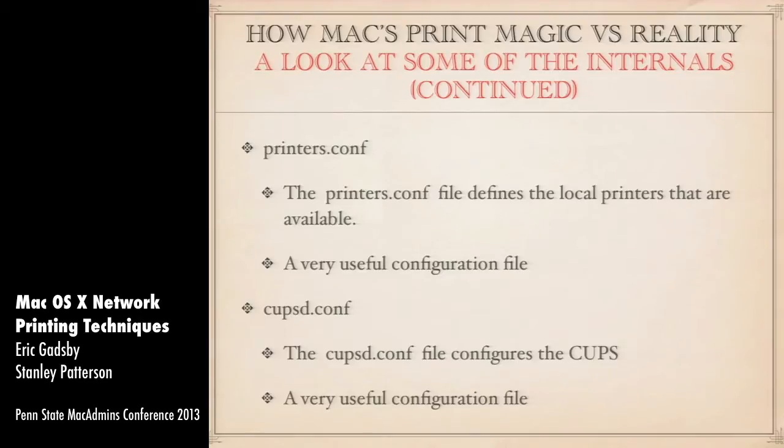The printers.conf file defines the local printers that are available. It's a very useful configuration file. If anything, it's really just what printers you've mapped into your system. You can read them out in a fairly English-like way. Cups.conf configures Cups. Again, a very useful Cups file.